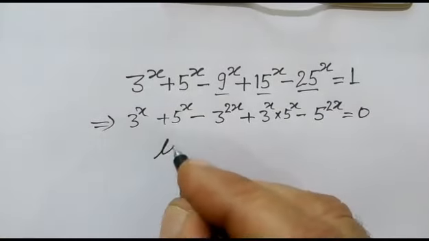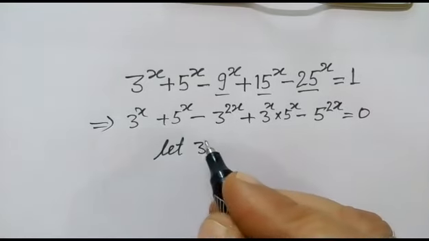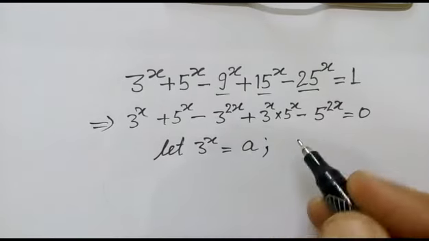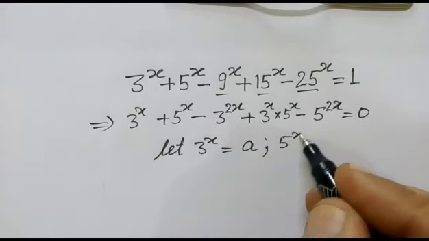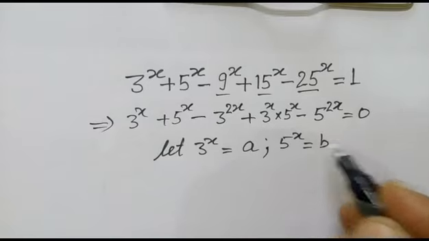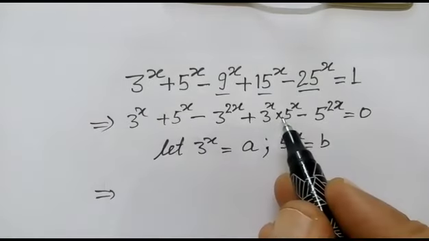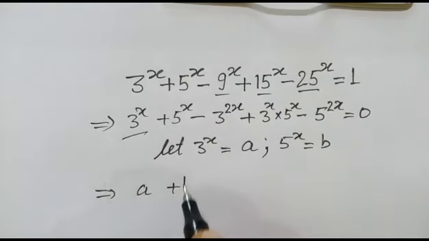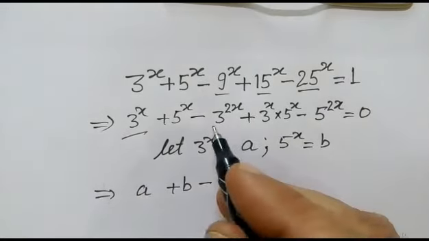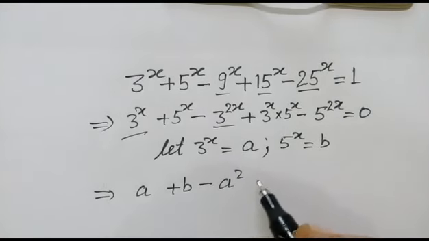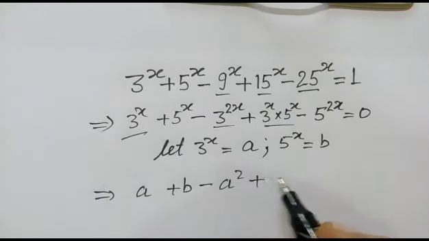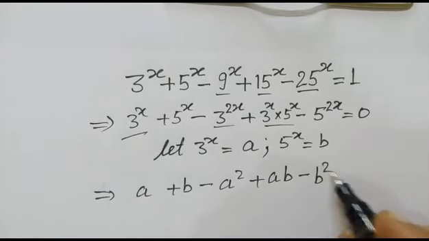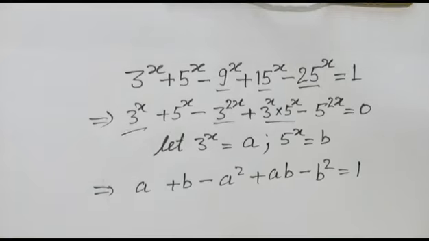Now let 3 to the power x is equal to a and 5 to the power x is equal to b. So this equation will change as a plus b minus a square plus ab minus b square is equal to 1, right?